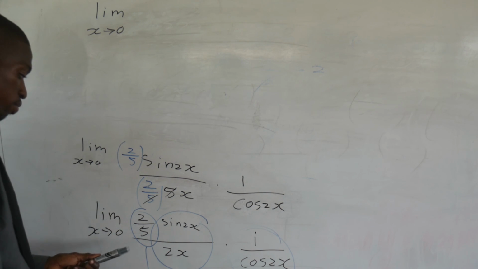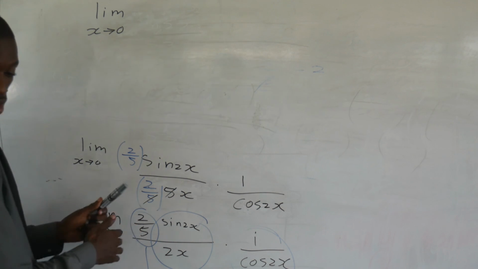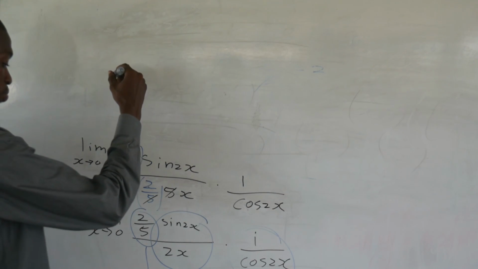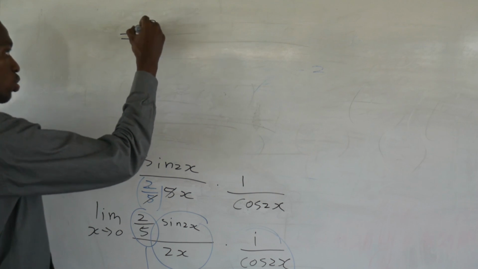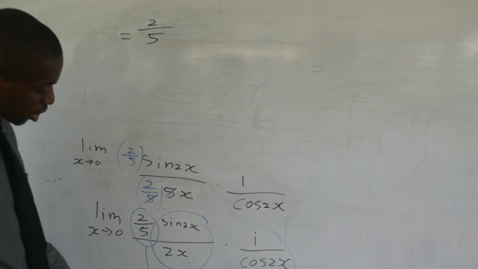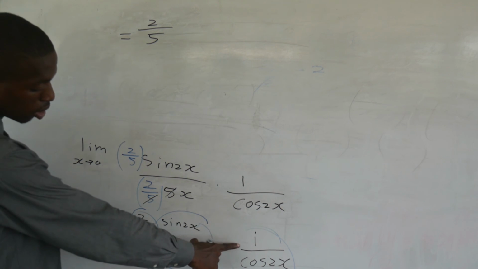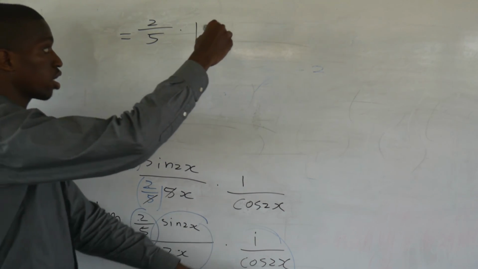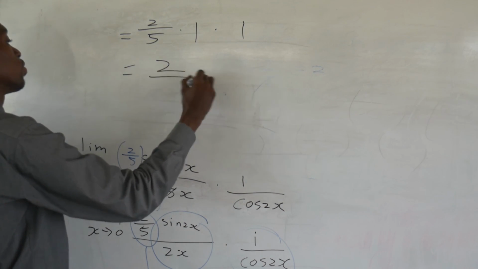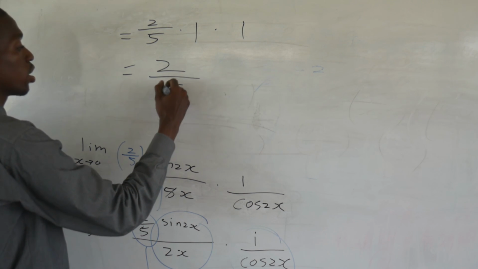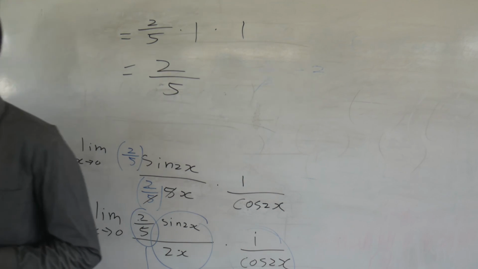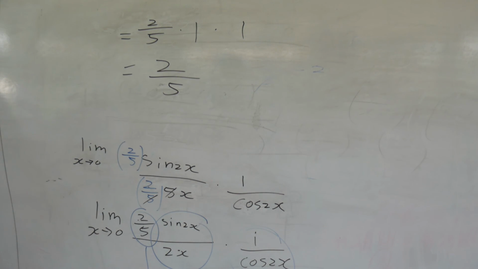So this answer is just equal to 2 over 5. I know this is off the board. This is 2/5, this is 1, and this is 1. 2 over 5, the dot means multiplied by, times 1 times 1. 2/5 is the answer. Next question.